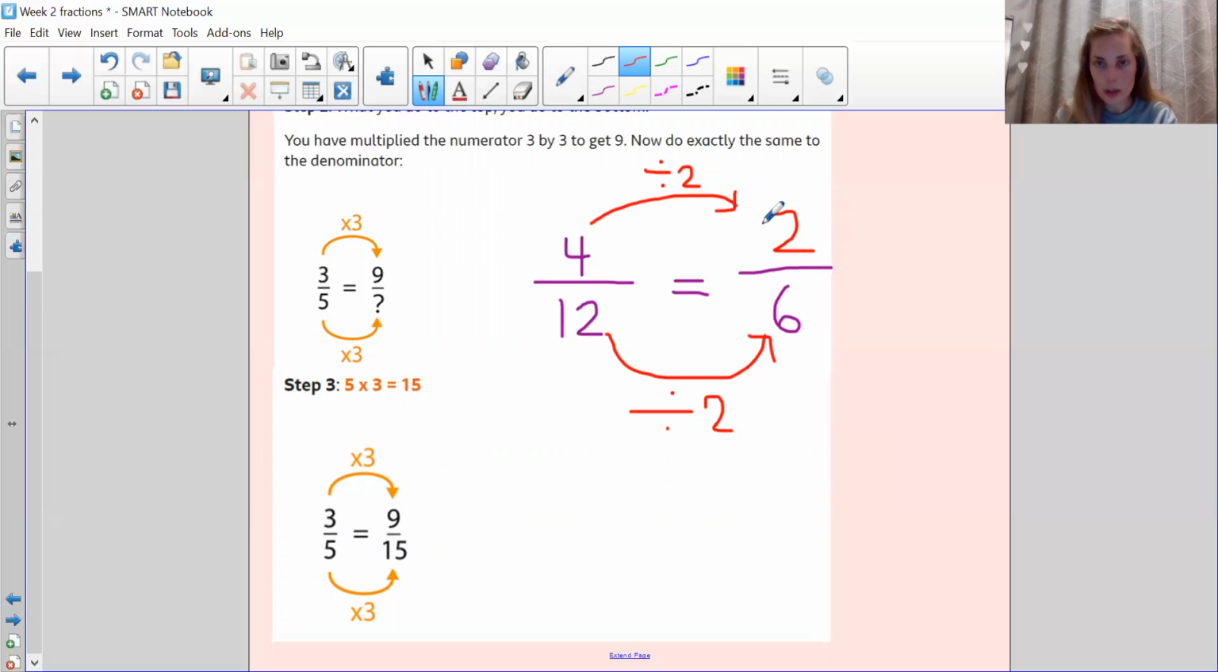The reason why I want you to do that is so that I can clearly see that you have understood it and you're not going to make any silly mistakes, okay? That you're using that working out method. You're saying 12 divided by 2 is 6, and whatever I do to the one number, I need to do to the other number, okay?